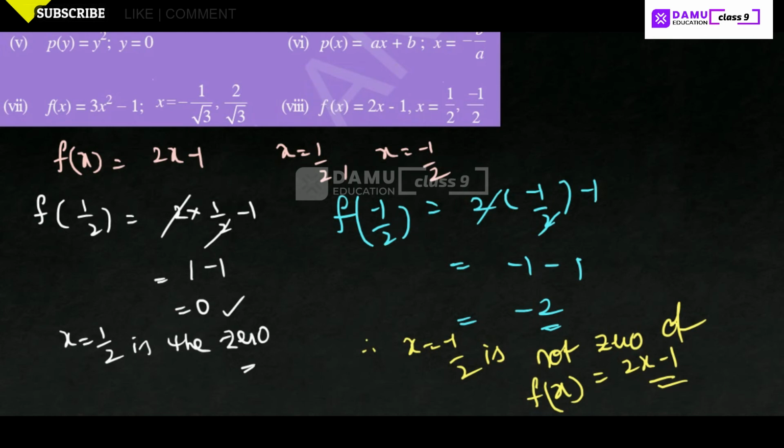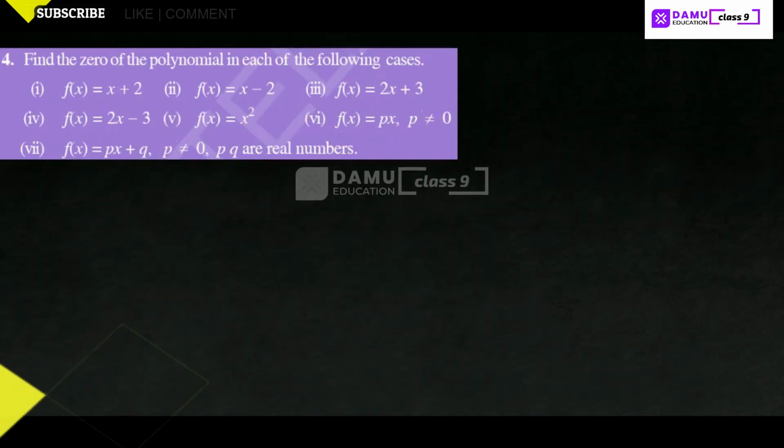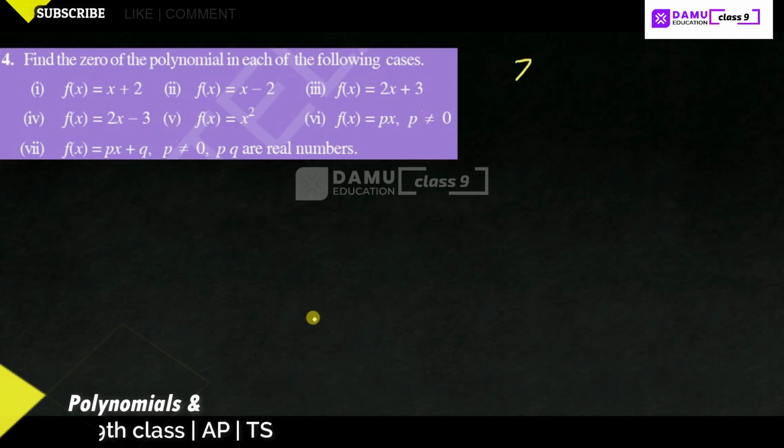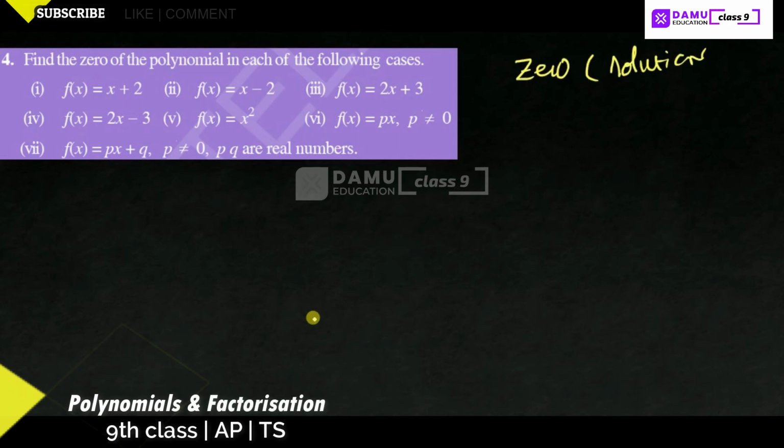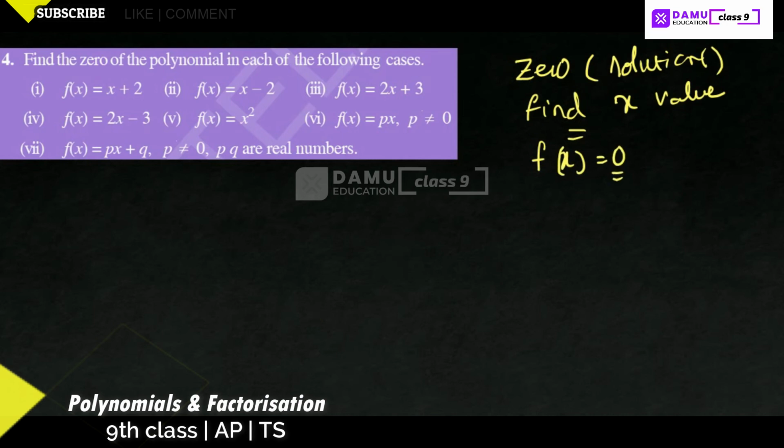So here what they are asked in our next question, the fourth one, is to find the zero of the polynomial in each of the following cases. So what is meant by zero? Zero is nothing but solutions. Solutions means find the x value, the variable x value, or any value given in the expression. So what we have to do is, let's take f of x and equate it with 0, then we are going to calculate the x values. The function should be equal to 0.